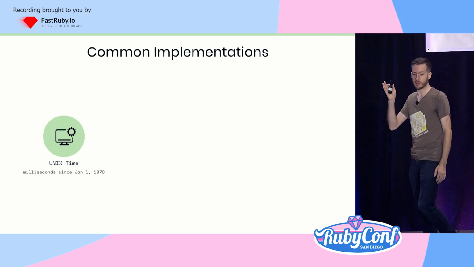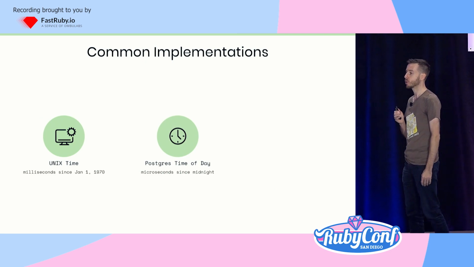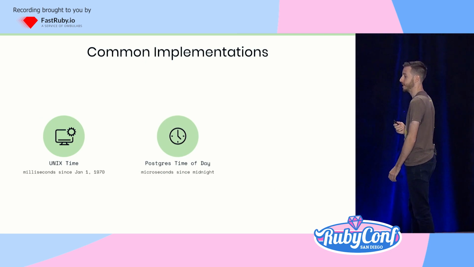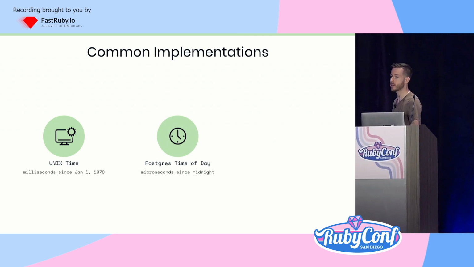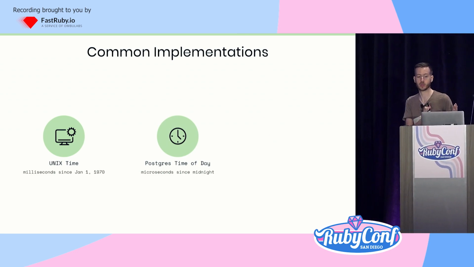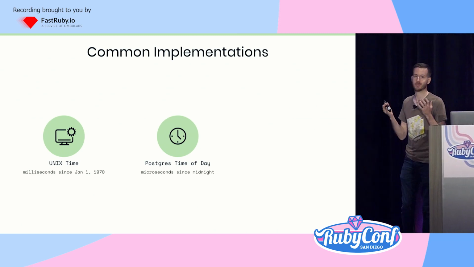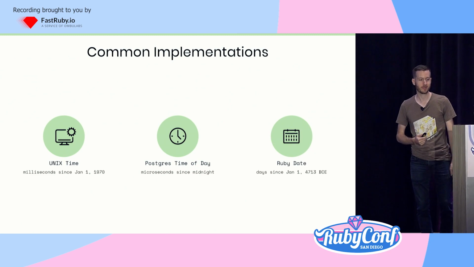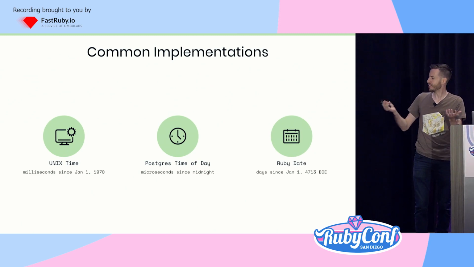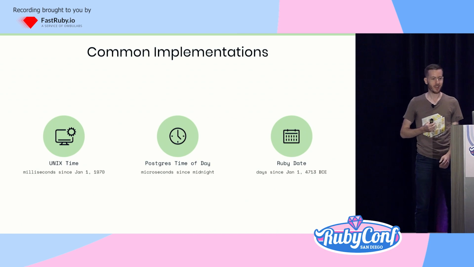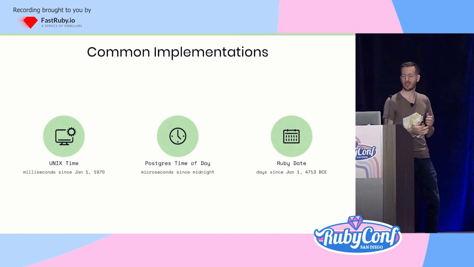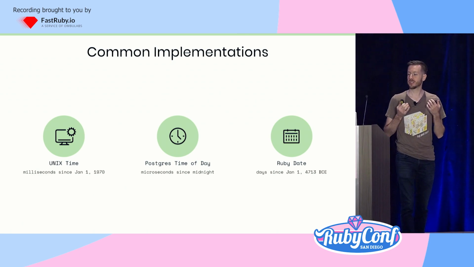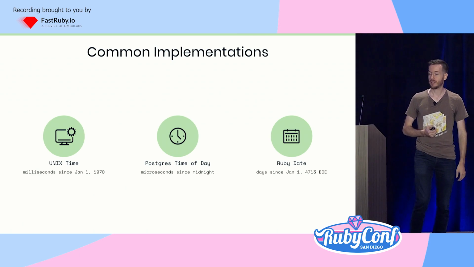Another one is Postgres's time of day column. This stores the number of microseconds since midnight. Again, we have our zero point, that's midnight, and we have a counter that stores a resolution, in this case, microseconds, since that zero point. And finally, good old date from Ruby. This has a kind of interesting zero point, the year 4,713 BCE. Not sure exactly why. And its counter stores the number of days since that zero point.